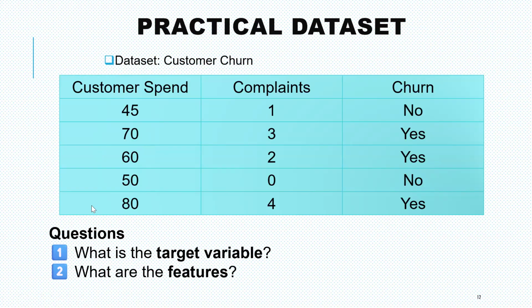If you look through this data set, you realize that those who spend more complain more. 60, 70, 80, they all complain. And 45 only complained once.